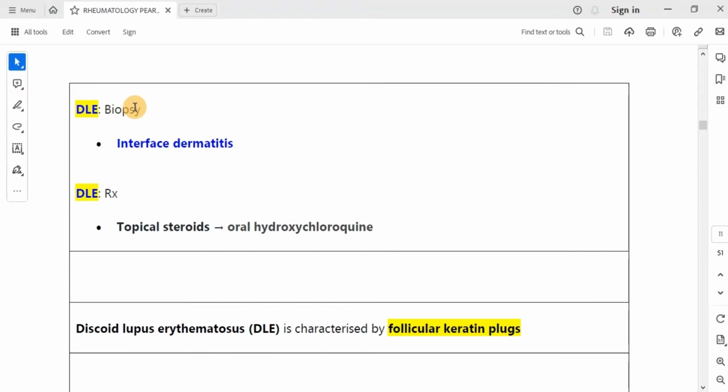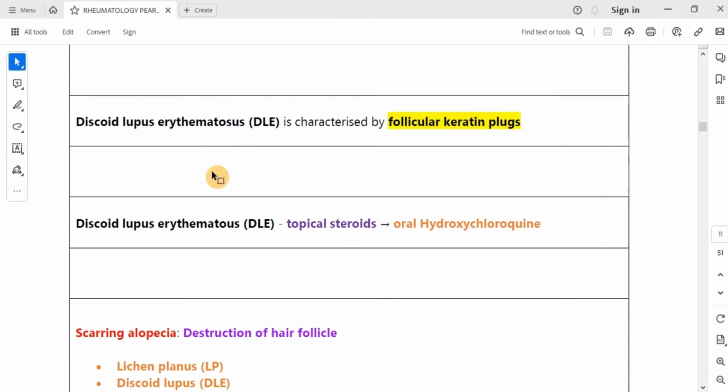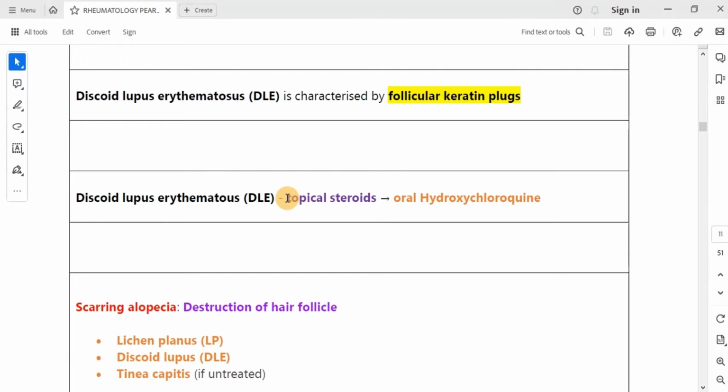And if we go for biopsy, we'll get the interface dermatitis. So DLE is characterized by follicular keratin plaque. First line choice of drug is topical steroid. No response, go for oral hydroxychloroquine.